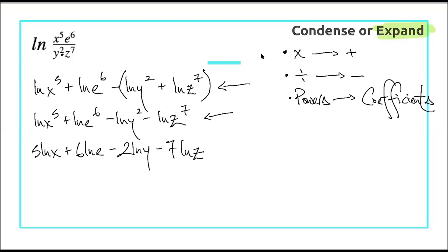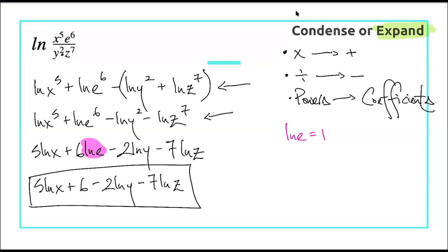Now, there's actually one more thing that I can do to simplify this. What is that thing? The natural log and the e. Yeah, what can I do with that? They cancel out. So natural log of e is one of those nice values that we should know. Natural log of e is 1. Okay, and that we learned from one of the properties in 5.3. So really, we can write our final answer as 5 natural log x plus 6 minus 2 ln y minus 7 ln z. And that would be considered our final answer, okay?